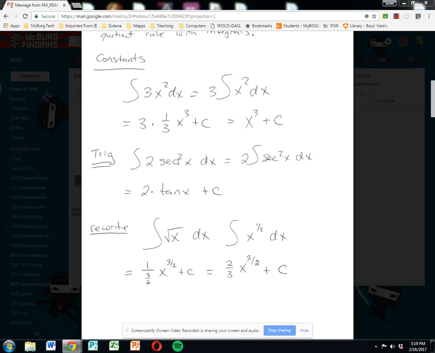Some trig. Since we know that secant squared is the derivative of tan, then it must be the case that the integral of 2 secant squared x dx is just going to be 2 tan x plus some constant c.